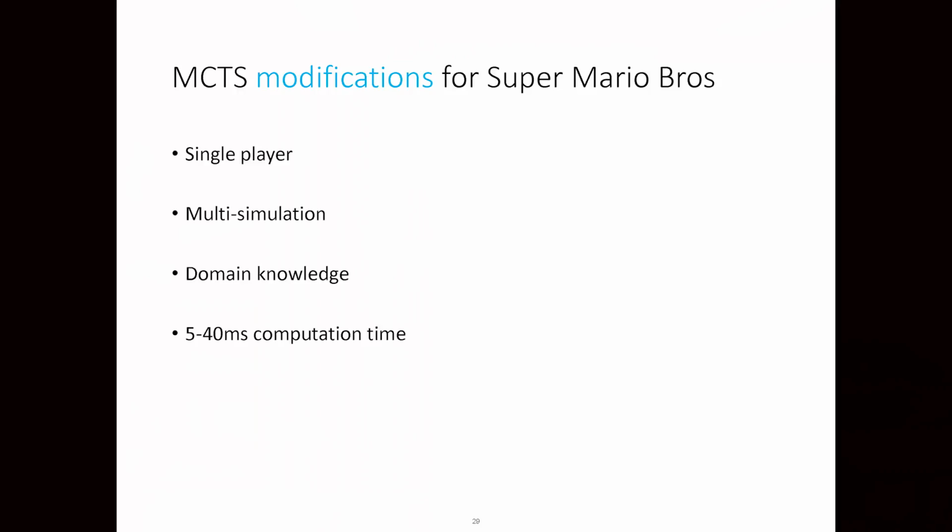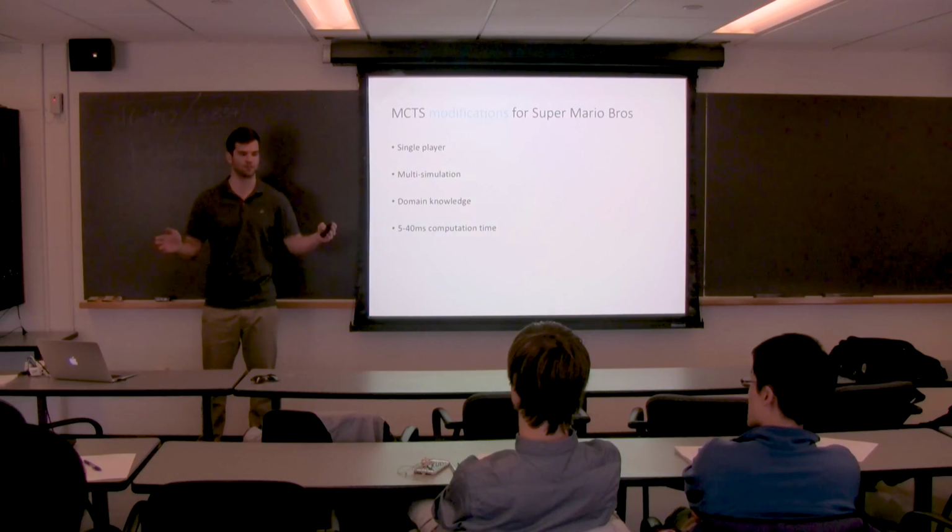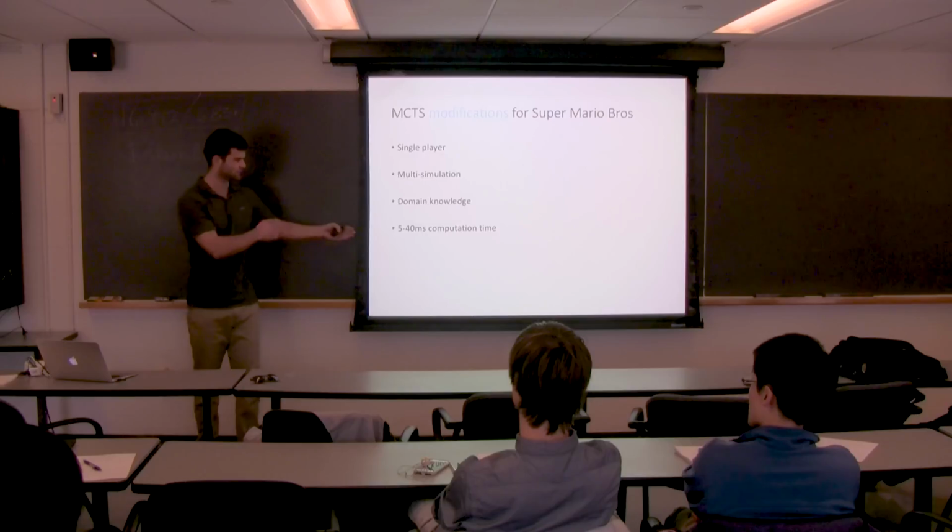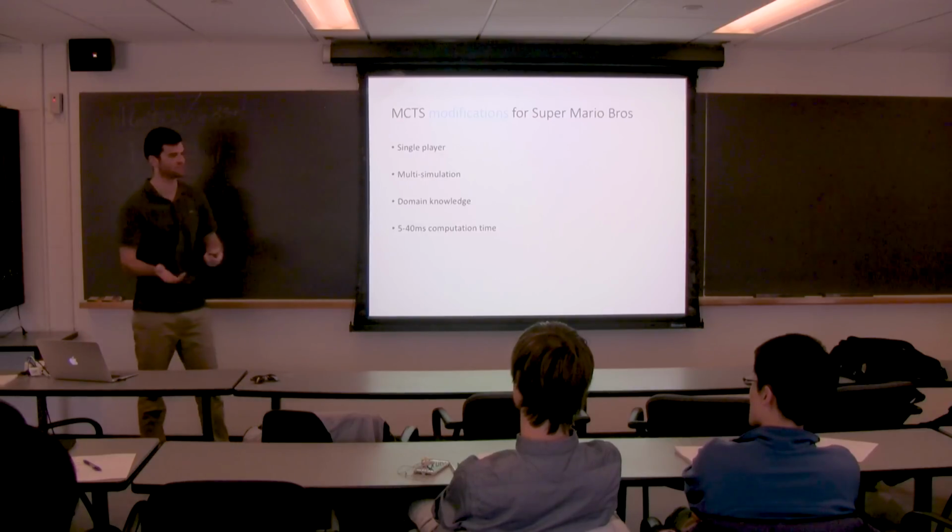Then this also introduces what I would consider to be domain knowledge. And then finally, there's a 50 to 40 millisecond computation time, and that has to do with the frames per second of the game. So you would think that Mario is a continuous game, but if we discretize time into these chunks, then we can use MCTS.